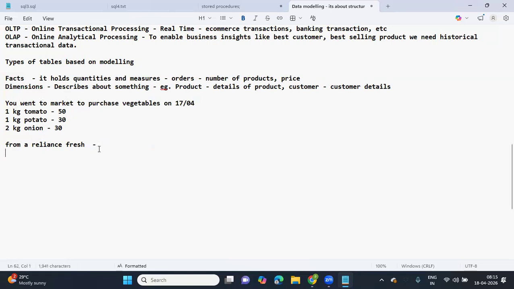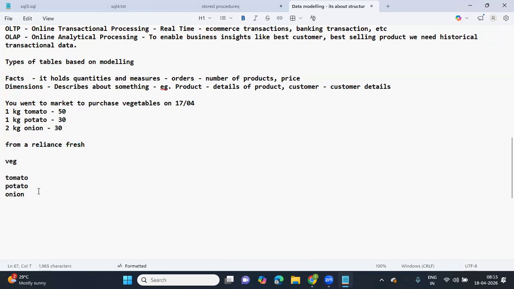You went to the market to purchase vegetables on this particular day and you bought these things. So, out of this table, what are the facts and what are the dimensions? Here what is being described? We are describing tomato, potato, onion. These are the vegetables. So, we will have a vegetable dimension table with the tomato, potato, and onion. Whatever vegetables are available in Reliance Fresh, you will only purchase that.